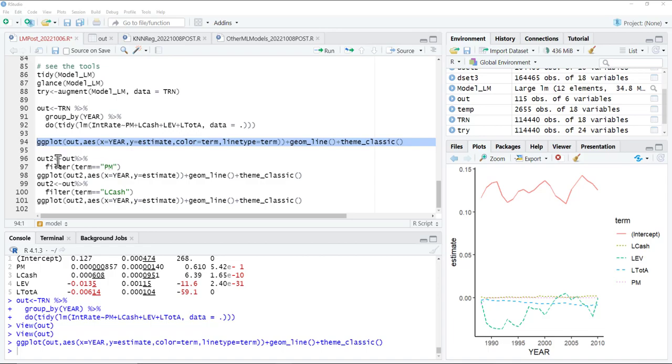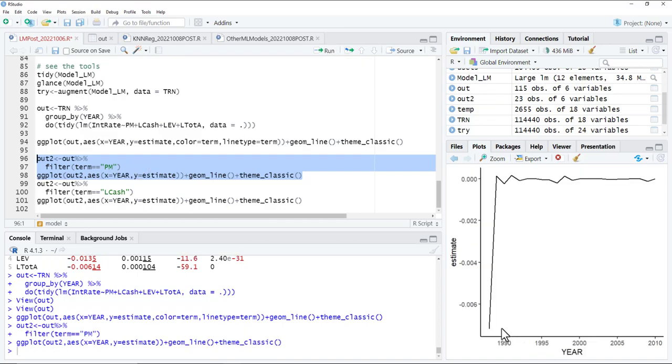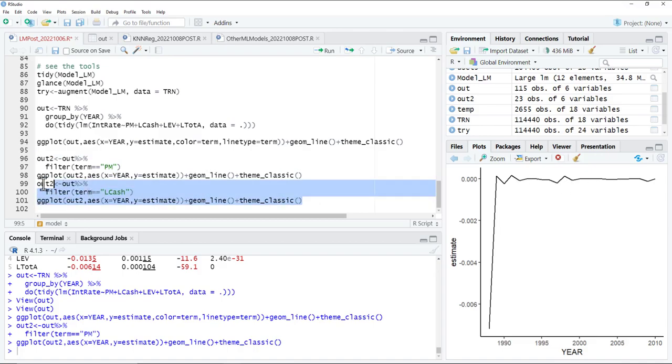And we can simplify this to look at a specific term. Because those were so small before, maybe we can look at just the profit margin. So taking from that out data set, filtering to keep only the profit margin coefficient, and then plot the same thing, but notice we're not using the colors because we only have a single line. Here, we've got something weird happening right at the beginning. So maybe we want to remove the late 80s. But after that, it sort of just declines a little bit. So that one's not really interesting.